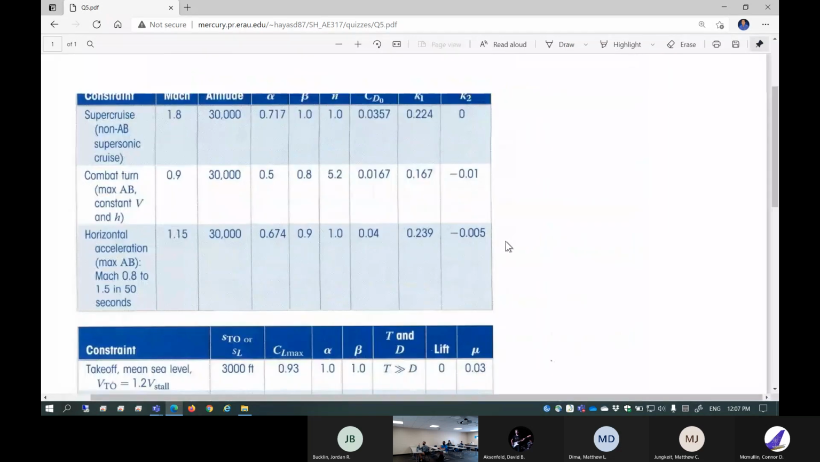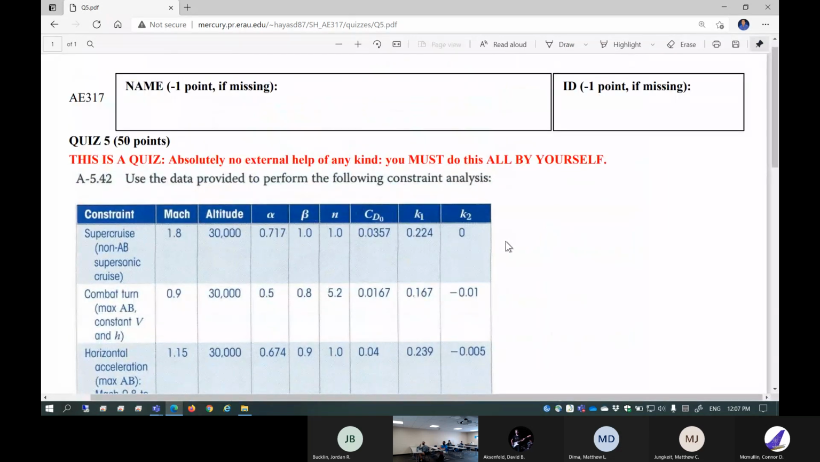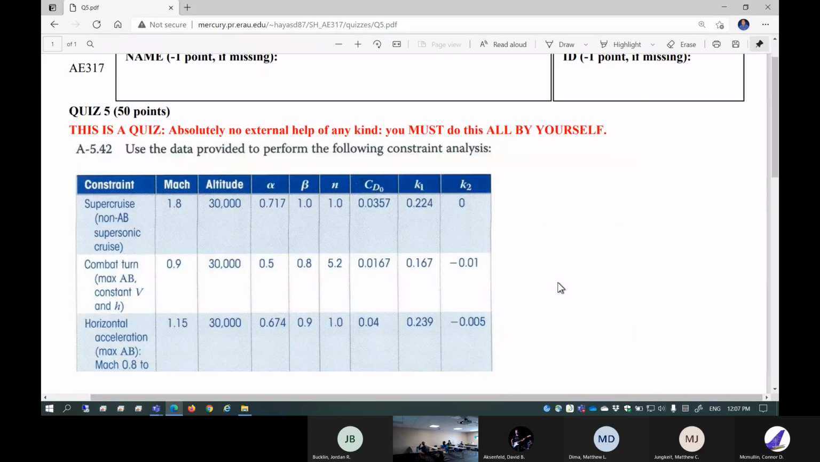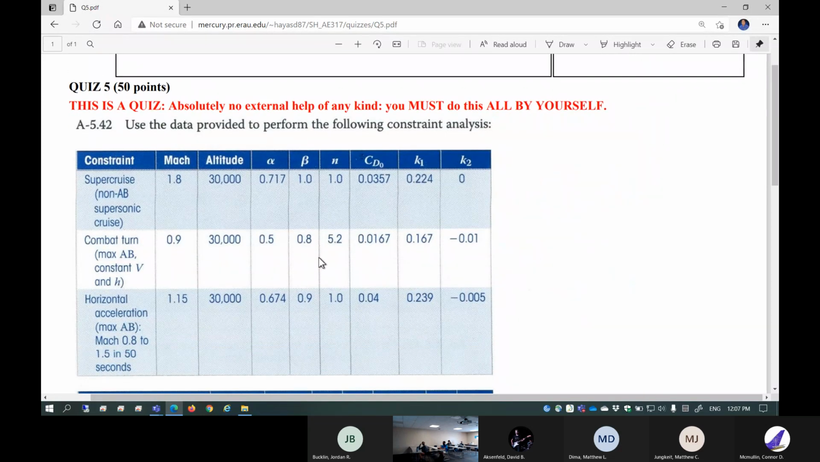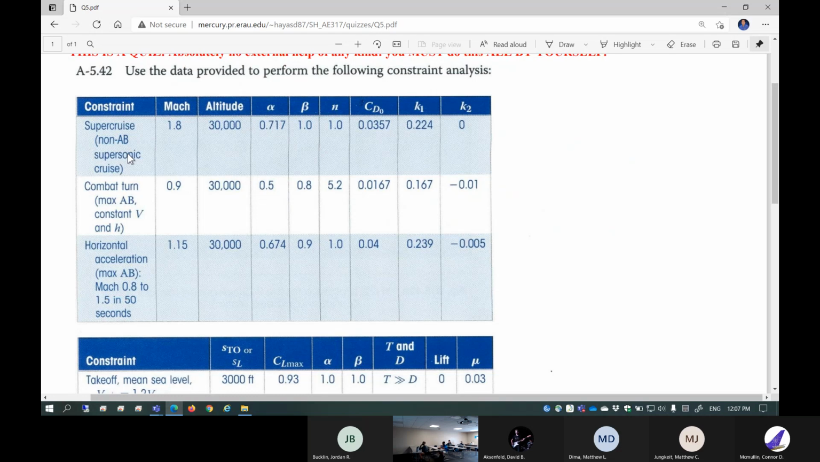What was the question you asked today, Josh? I was asking about the CD0 in the takeoff constraint, because it showed it in the example in the notes. That's right. So this is the constraint analysis, and these are the constraints: supercruise, combat turn, horizontal acceleration.